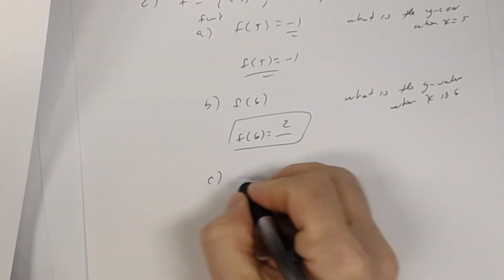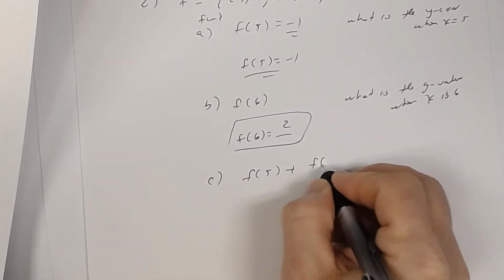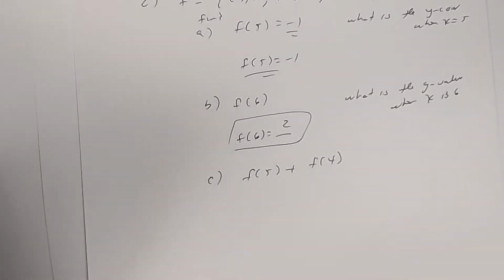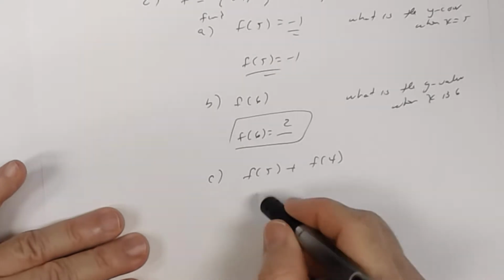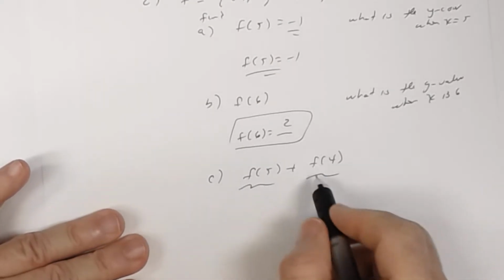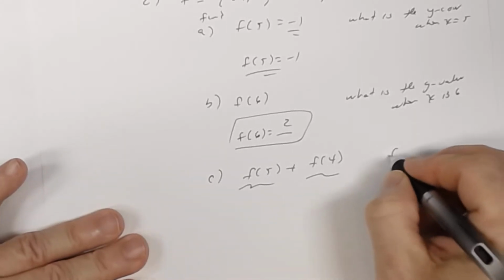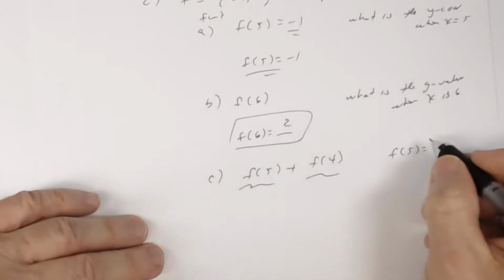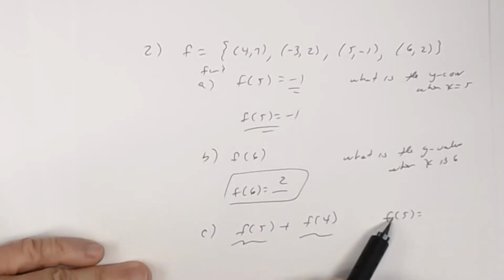C, suppose you want to find f of 5 plus f of 4. Well, what you've got to do here is two separate things. You find f of 5 first, then you find f of 4, and then you add them up. That's what that says. So again, let's do f of 5. Remember, your function's up here. So f of 5 means what's the y value when x is 5?